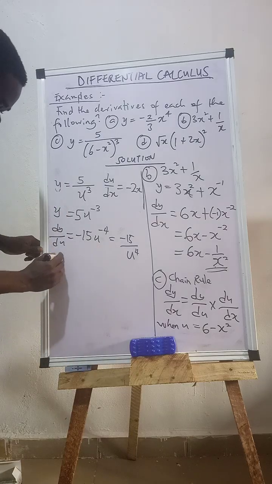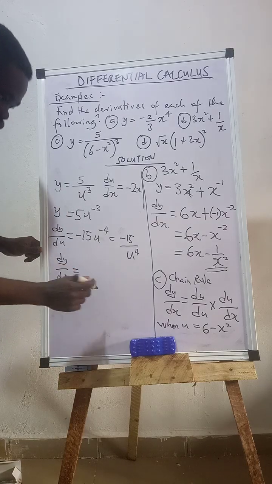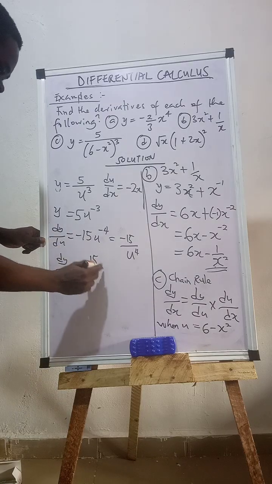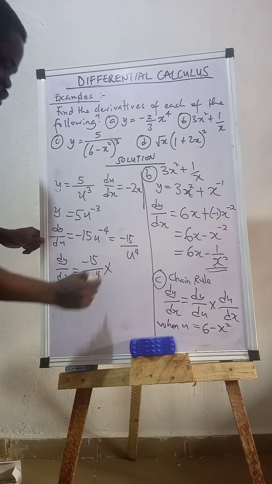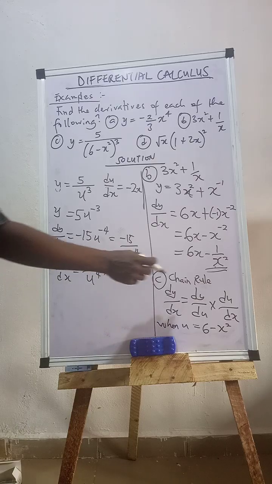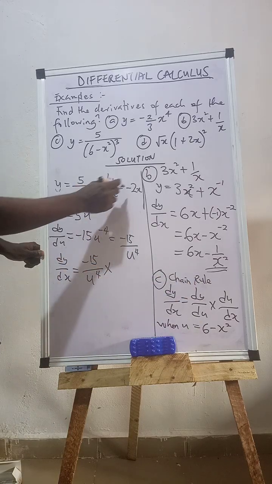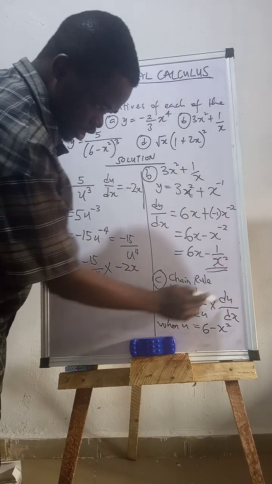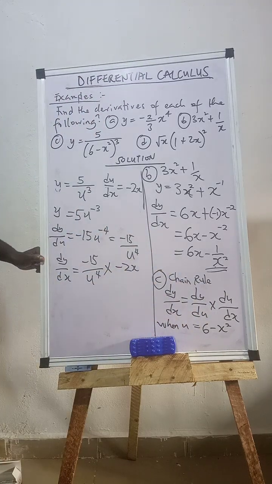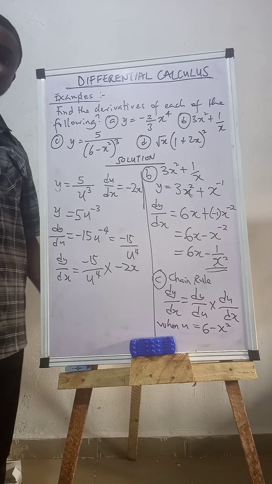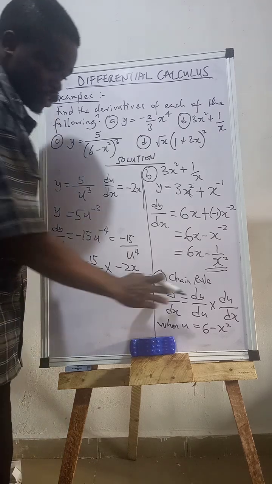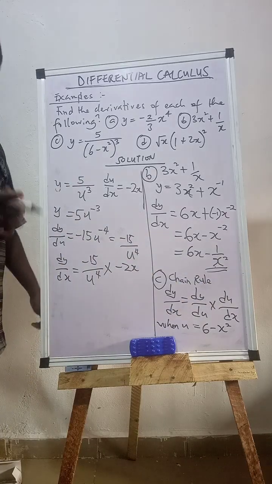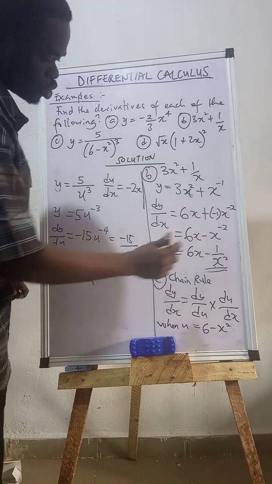Now applying the rule, we said dy over dx is equal to dy over du. What's dy over du? Minus 15 all over u raised to the power 4, multiplied by du over dx. du over dx is what? Minus 2x. Take note, the du cancels itself out to give you dy over dx. If it doesn't cancel itself out, you know what you are doing is wrong. This is the rule, the chain rule. So no matter the amount of figures that you want to create, they must all cancel themselves out.